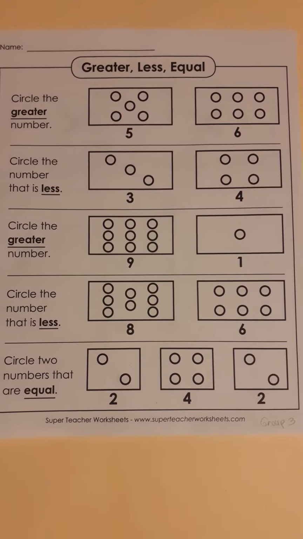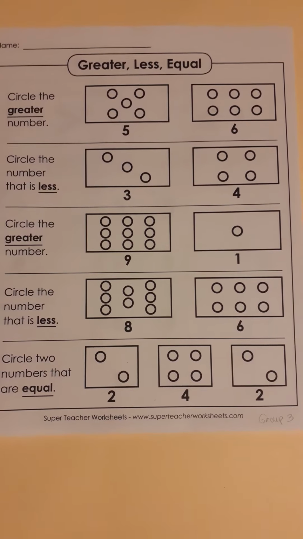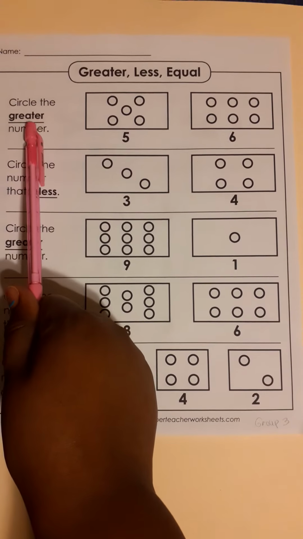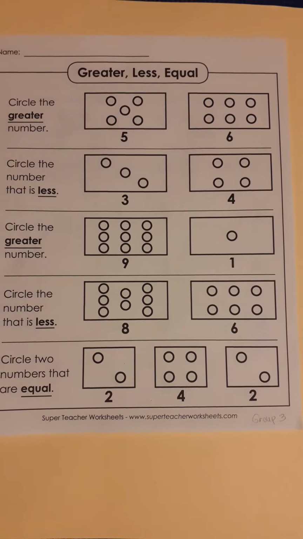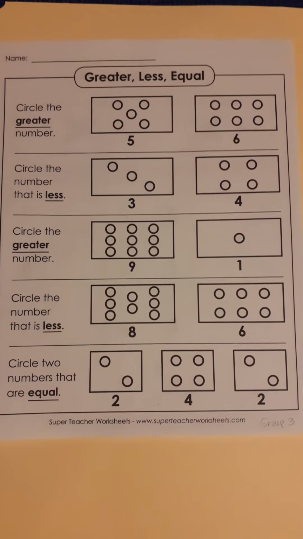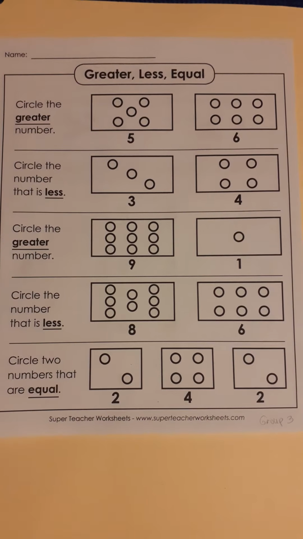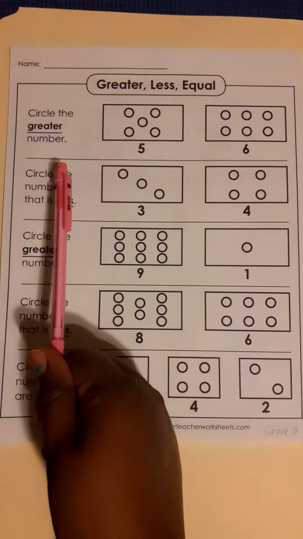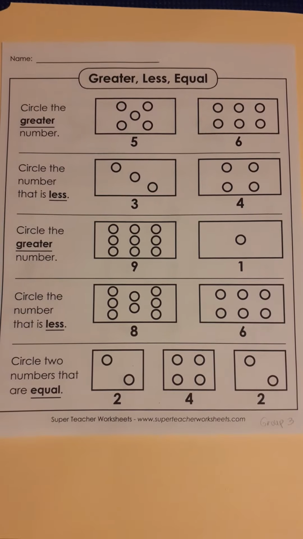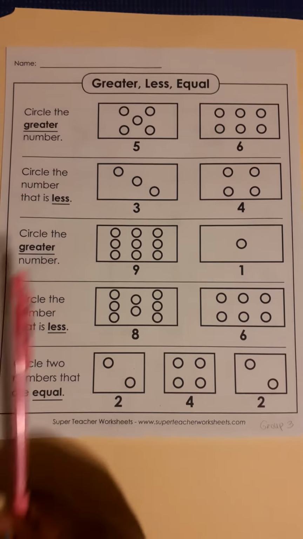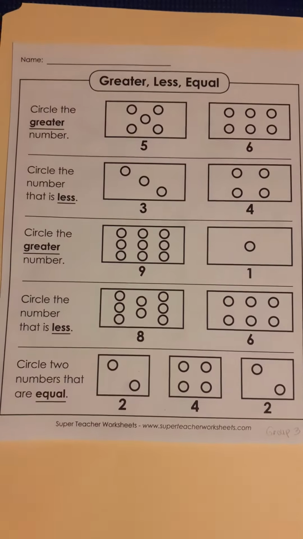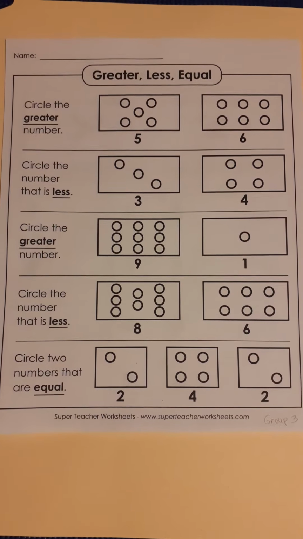The first example, it says circle the greater number. Greater. Circle the greater number. I want you guys to remember that greater is another way of saying bigger. Before we do anything with that first example, let's look at the second example. It says circle the number that is less. And we're thinking of that as less than. So less means smaller.